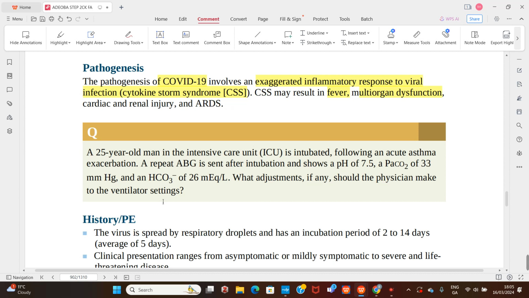Anybody wants to help us? The patient is having respiratory alkalosis. The patient shows alkalosis, alkalotic, so the patient is having hyperventilation. So what do we do? You try to reduce the respiratory ventilation. You reduce the respiratory rate. Nice. We can actually reduce the respiratory rate or tidal volume.